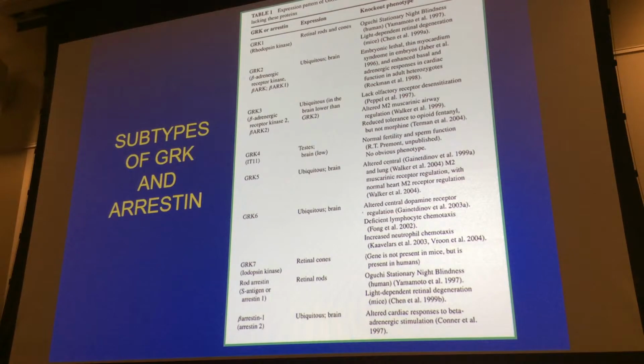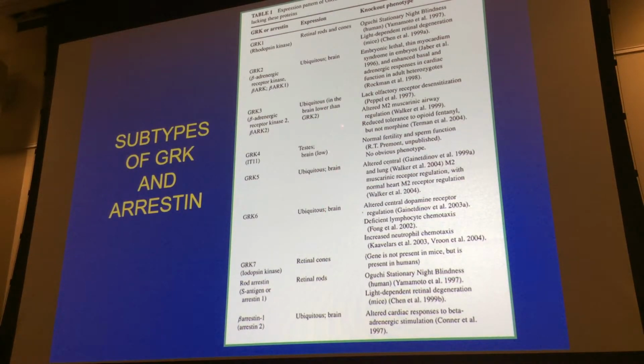Well, as usual, there are all kinds of complexities. There are all kinds of GRKs involved. Seven GRKs, I see, and at least two different forms of beta arrestin. They all do the same thing: they all phosphorylate receptors, and they all bind to receptors that are phosphorylated.